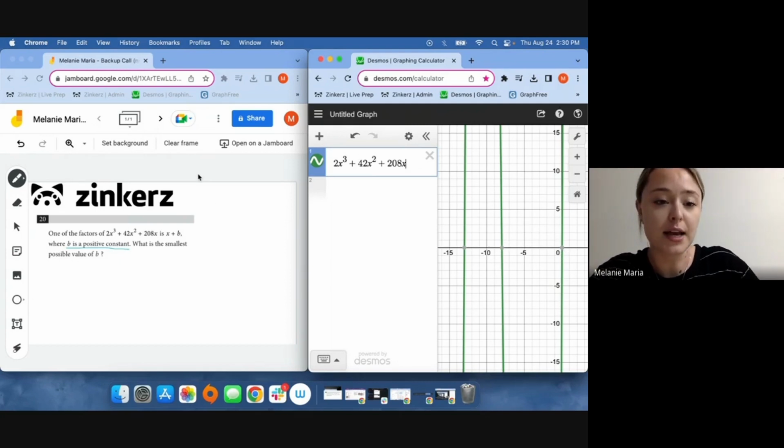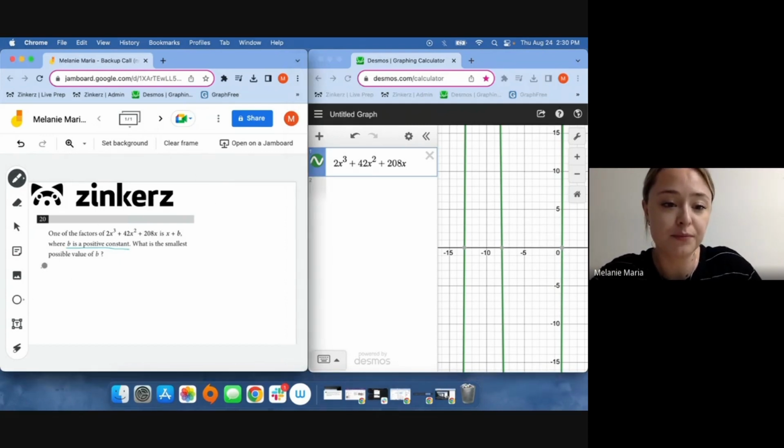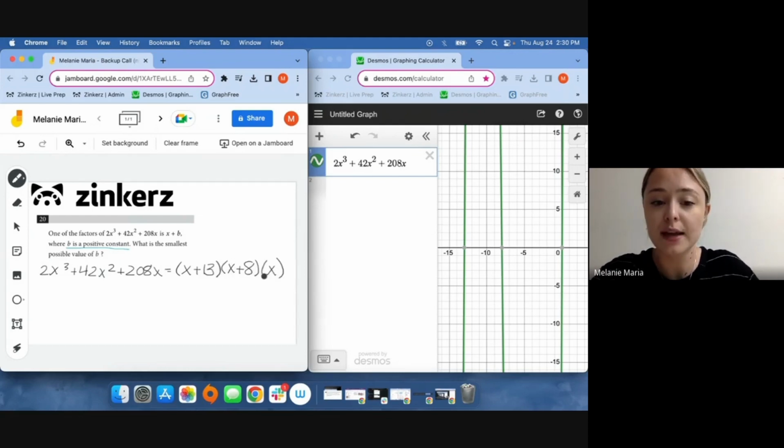So in other words, I can actually write my expression 2x cubed plus 42x squared plus 208x in terms of these factors. And that would look like this. x plus 13, x plus 8 times x. Again, representing where these functions cross the x-axis.